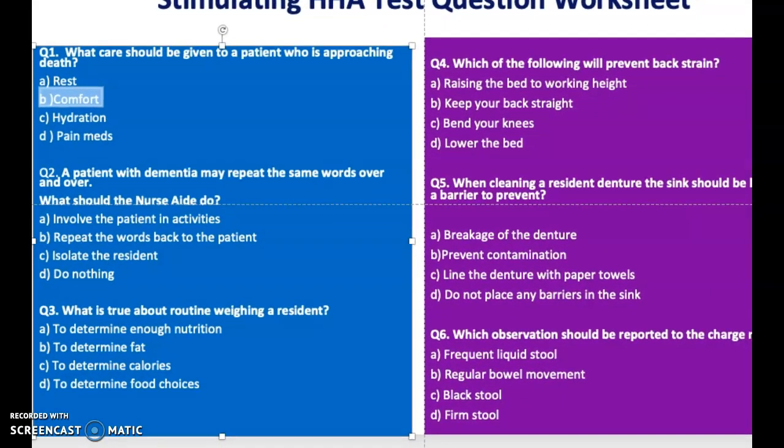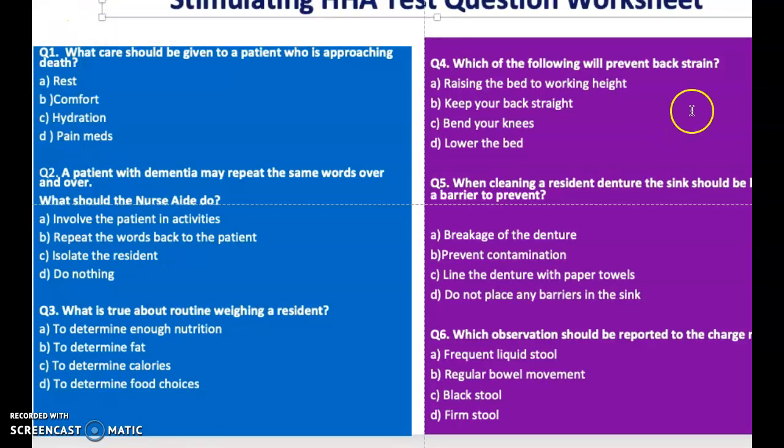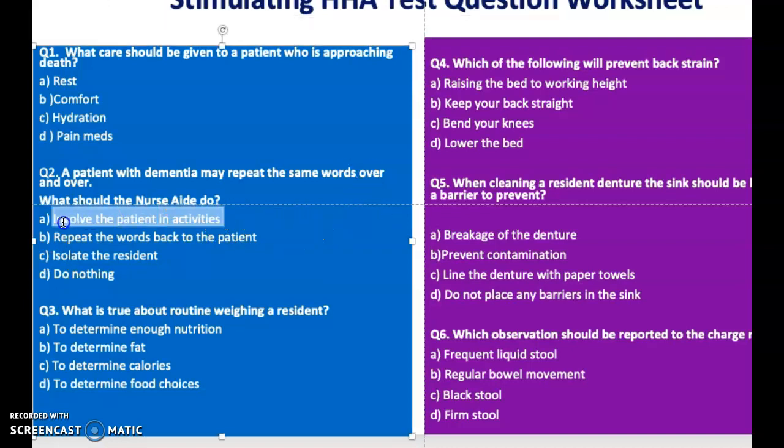I have another question here. A patient with dementia may repeat the same words over and over. Yes, they do that. A lot of times patients with dementia repeat the same word a million times. So what should you do as a home health aide or a CNA? Involve the patient in activities. A lot of times you get them involved in things that they like to do. It's providing a means of distraction.